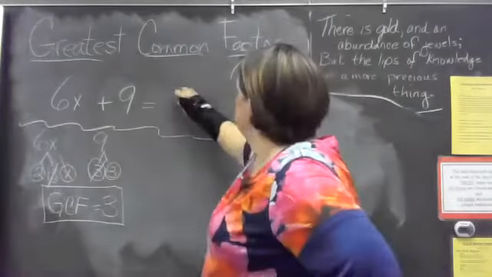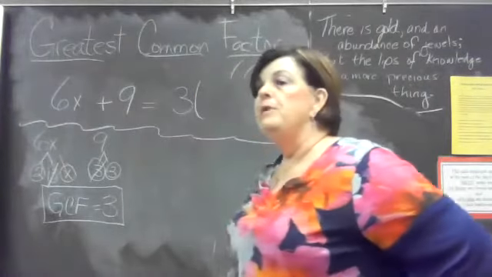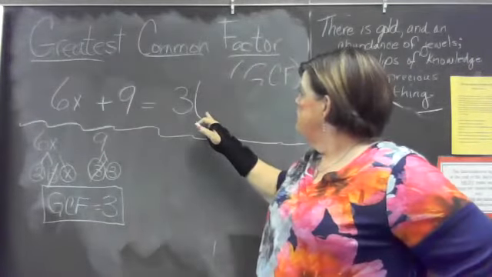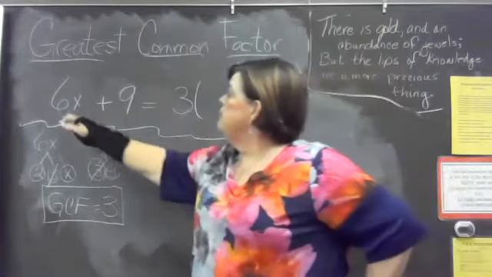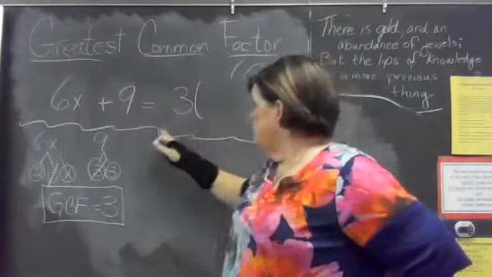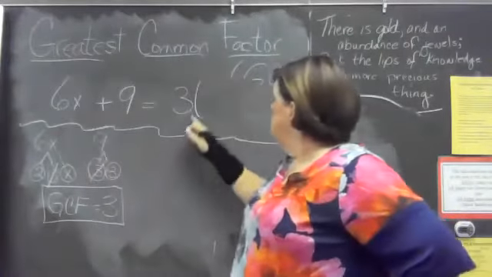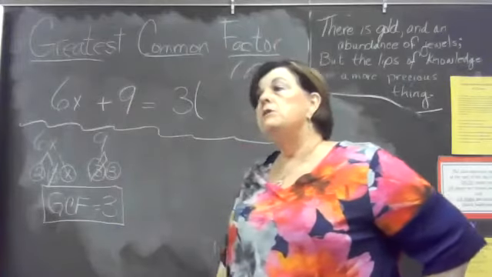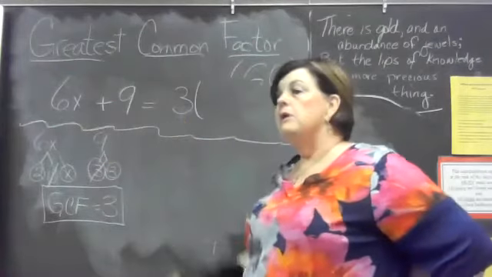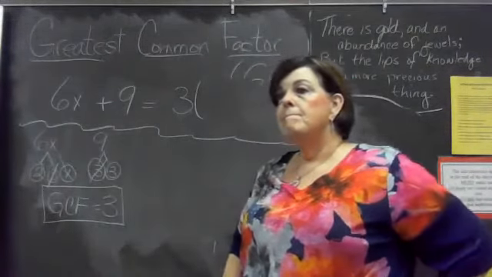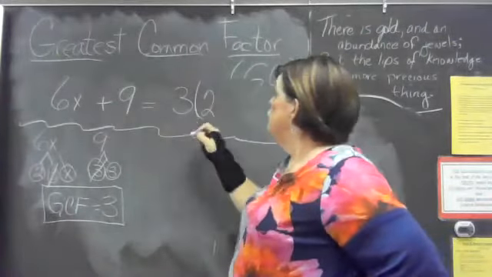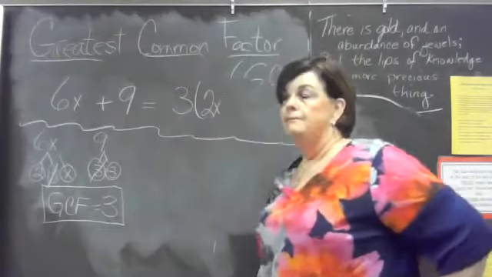We're going to write the 3 and then open a set of parentheses, and we're going to write what's left after I factored the 3 out of here and after I factored the 3 out of here, which means after I divided the 3 out of here, what's left? So 6x, but I divided a 3 out. What's left? 2. Did I factor the x out? No. So there's still an x left also, right?